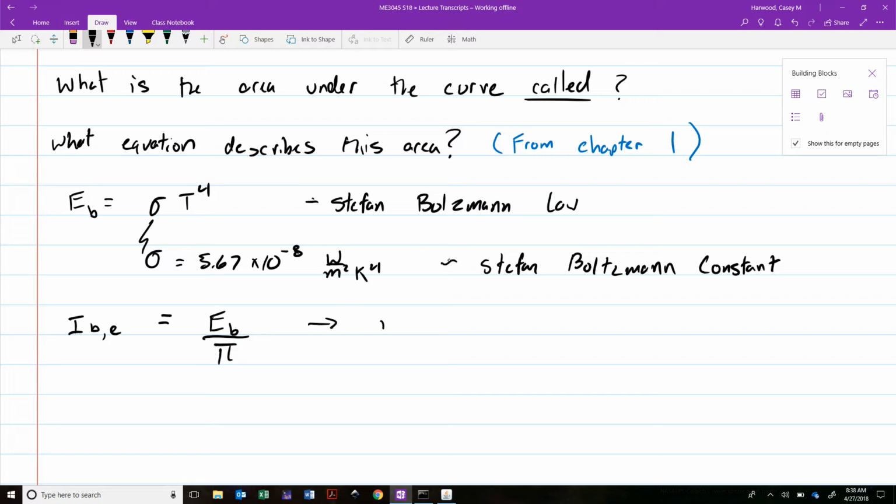And this is the total emissive intensity. And you might only want to know this because it tells you, again, sort of the concentration of that emission across solid angles.